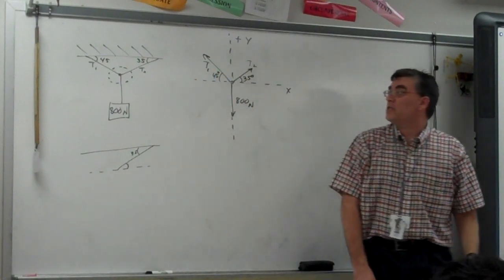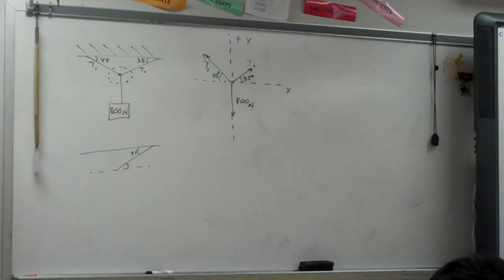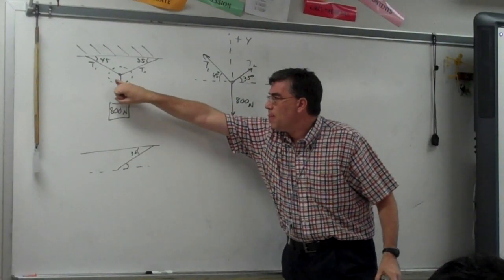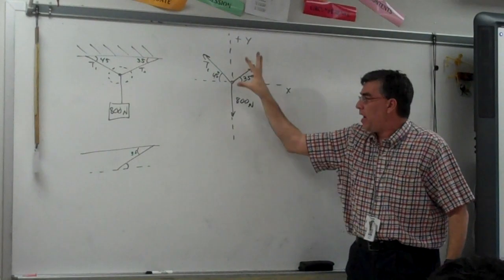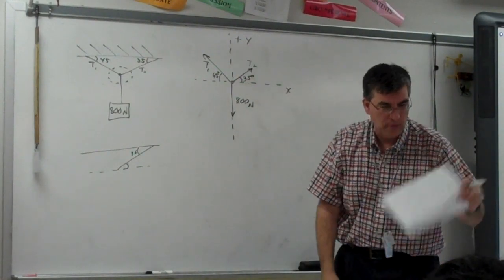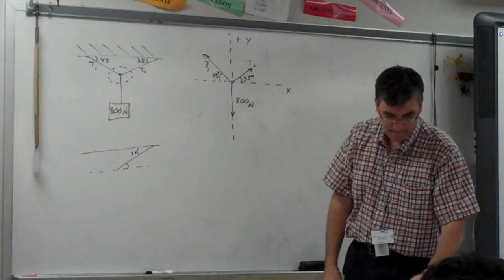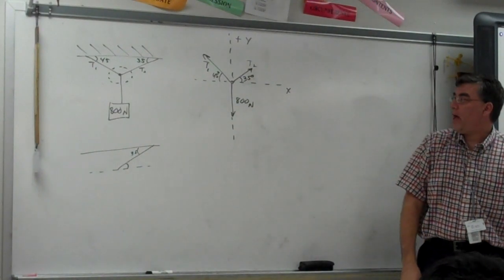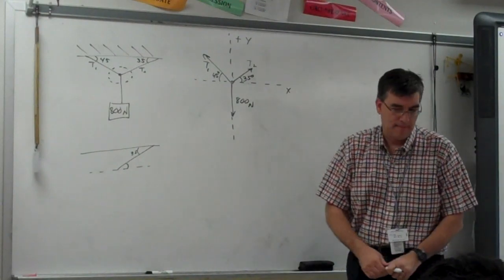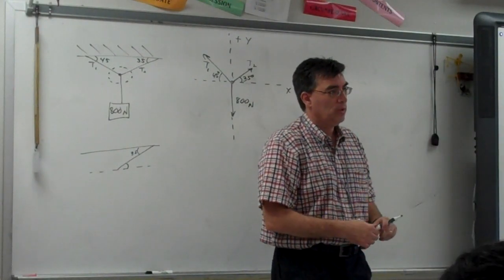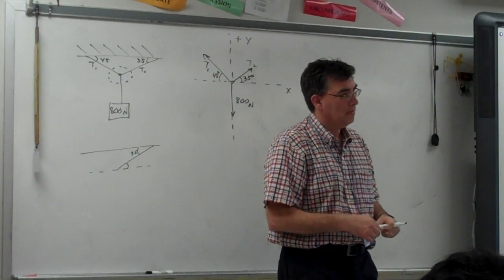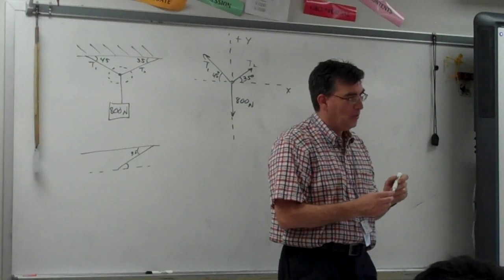So the first step is to identify your system, draw your free body diagram, and add your x and y axes. These are all outlined on this paper here. Now once you've added your x and y axes, what's the next step? Who can remember who was here last time? Anyone? Keto, what's the next step? Cody pointed to you.